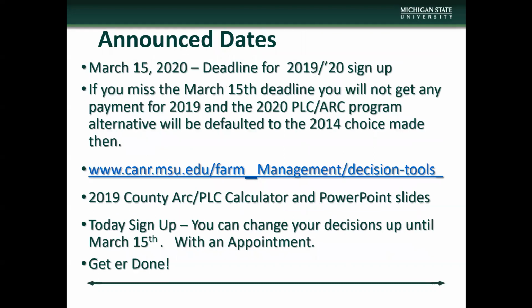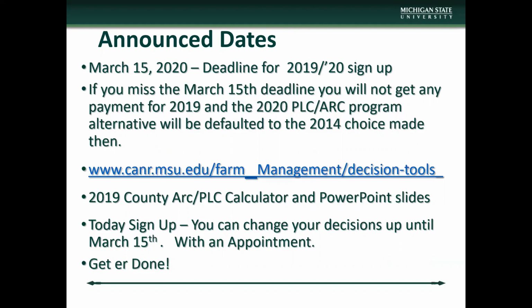When do you have to make those elections by? So the deadline to make that second decision, ARC versus PLC, is March 15th, 2020. This is an important deadline because if you miss the March 15th deadline, you will not be enrolled in any of the programs for 2019. And for 2020, you will automatically be enrolled in the program that you chose under the 2014 Farm Bill. We'll show just in a second that for several commodities, probably the program that you chose in the 2014 Farm Bill will be the wrong program for the updated market environment.